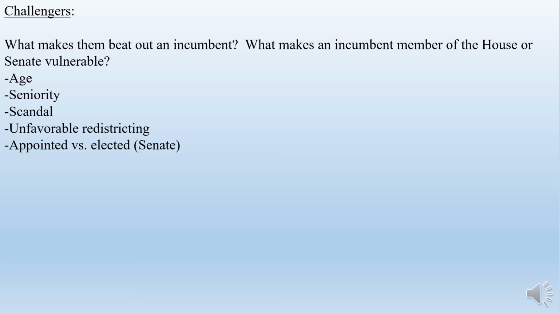Also, appointed versus elected. Now, I want to be clear, there is no such thing as an appointed member of the House of Representatives. If a seat is vacant, you must have an election. But in the Senate, the governors are allowed to appoint a caretaker senator until the next election. Well, an appointed senator is usually very vulnerable to a challenger, even in safe states.